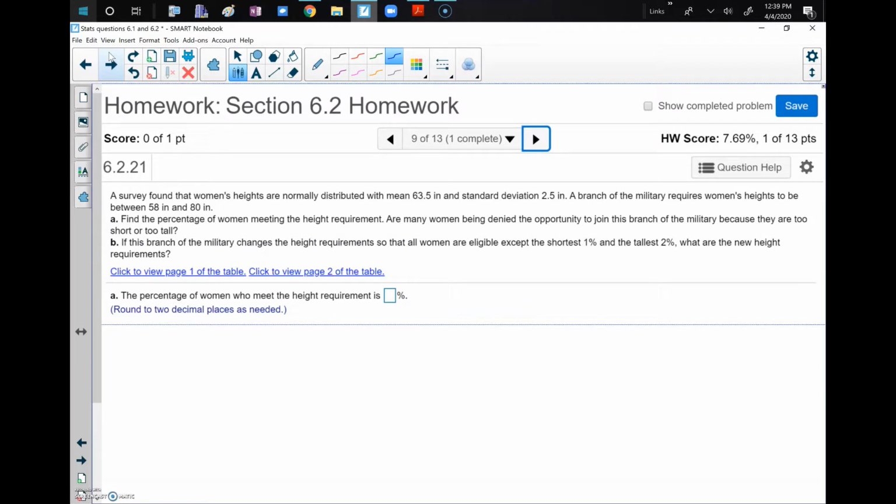Problem 9. So problems 9, 10, and so on are pretty similar. We're working between data values and z-scores and areas underneath our curve. So looking at this one, it says the survey found that women's heights were normally distributed with a mean of 63.5 and a standard deviation of 2.5. A branch of the military requires women's height to be between 58 and 80 inches. And part A is asking the percentage of women who meet the height requirement.